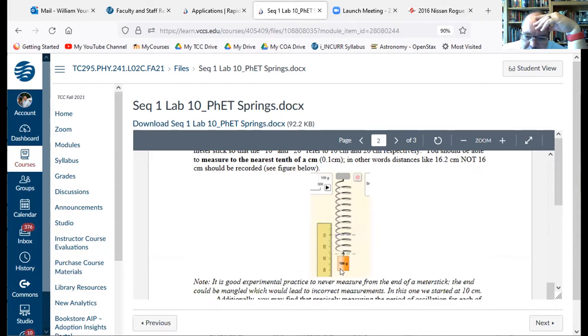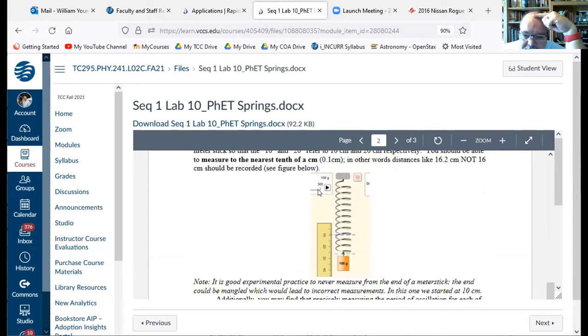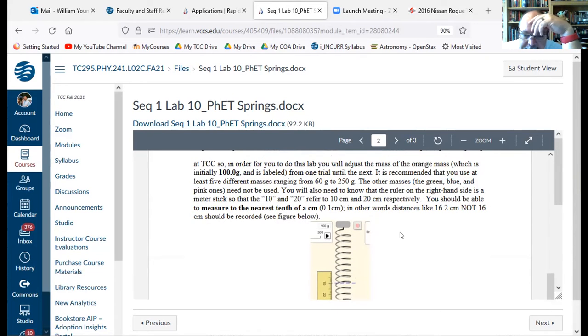So you'll look on there and there's an orange mass, and it's 100 grams. But you've got a little slider up here that you can use to adjust that. It is recommended that you use at least 5 different masses. If you want to really knock it home, then try even more masses, but 5 is the minimum. And they recommend you stay between 60 grams and 250 grams.